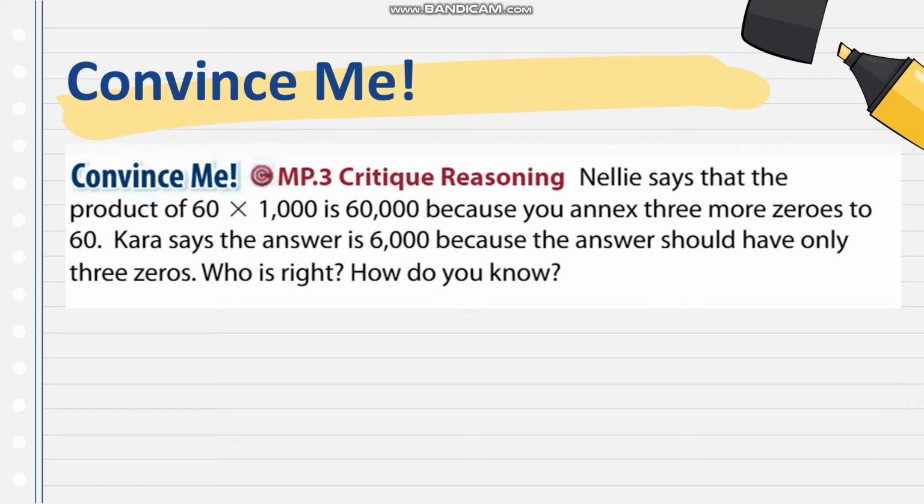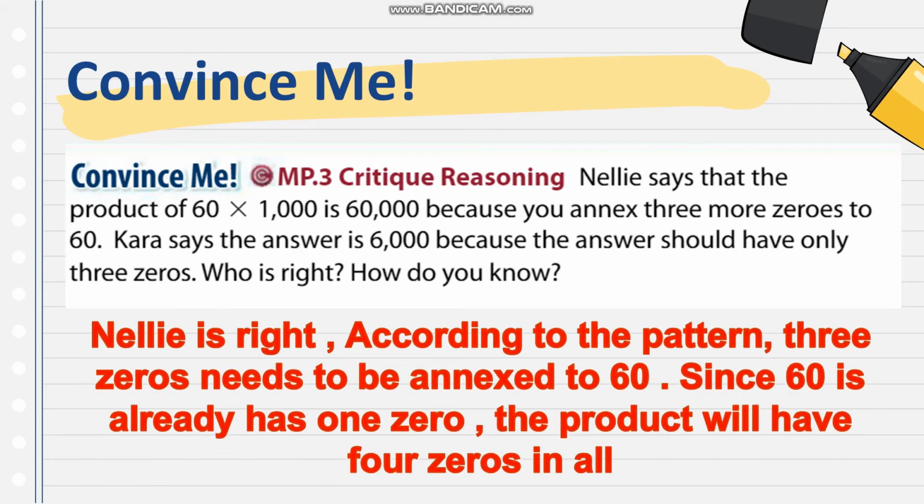Nelly says that the product of 60 multiplied by 1000 is 60,000 because you annex 3 more zeros to 60. Kara says the answer is 6,000 because the answer should have only 3 zeros. Who is right and how do you know? So the answer is Nelly. Why? Because according to the pattern, 3 zeros need to be annexed to 60, because 60 multiplied by 1000, so 60 multiplied by 1 is 60. Then you have 3 zeros, so you need to annex 3 zeros. Since 60 already has 1 zero, the product will have 4 zeros in all.